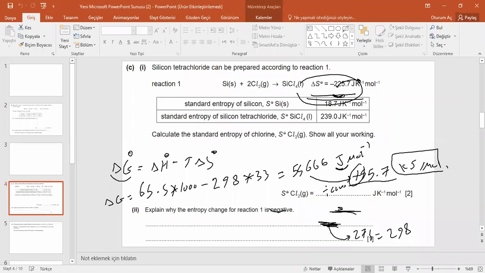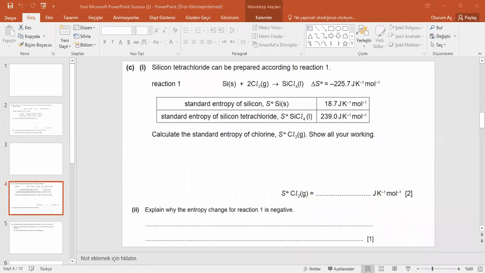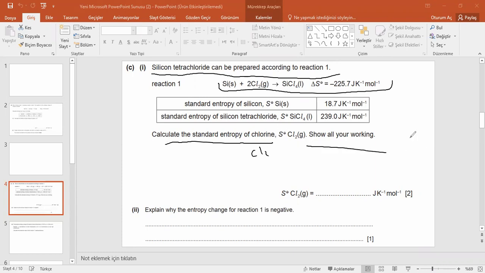Stop the video, take a few minutes to look at the question. Silicon tetrachloride can be prepared according to reaction 1. So this is reaction 1. Okay, so here we have the S entropy values. Calculate the standard entropy of chlorine, Cl2, showing all your working.